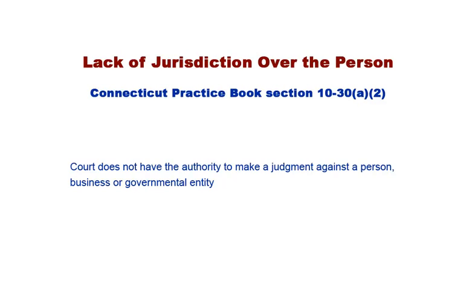Lack of jurisdiction over the person. This means that the court does not have the authority to make a judgment against a person, business, or governmental entity. Some examples of when the court can have jurisdiction over a party include: a party lives in Connecticut, a party does business in Connecticut, or the event or injury that the lawsuit is about occurred in Connecticut. There are some statutes that can give the court jurisdiction over a party which is not physically located in the state.